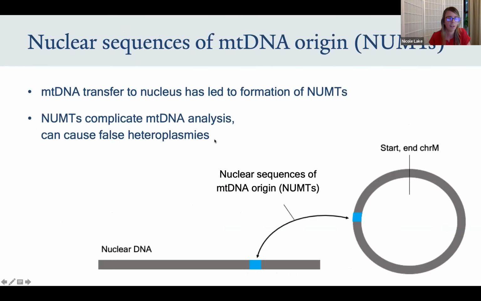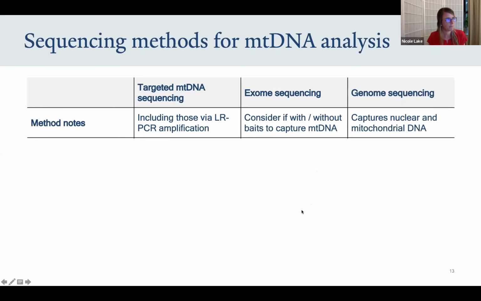To elaborate a little more on NUMTs, they're a really important consideration for analysis of the mitochondrial genome, particularly when you're analyzing data where you've got sequencing reads from both the nuclear genome and the mitochondrial genome. That's because NUMTs can cause sequencing reads that originate from the nuclear genome to falsely align to the mitochondrial genome. This can cause false heteroplasmies to occur, so they're a really important consideration for variant calling in the mitochondria.